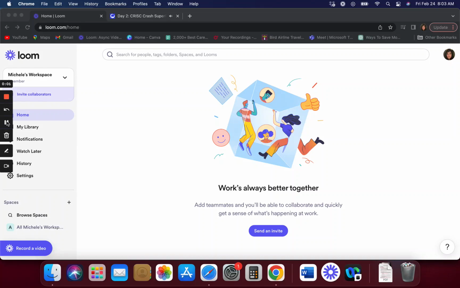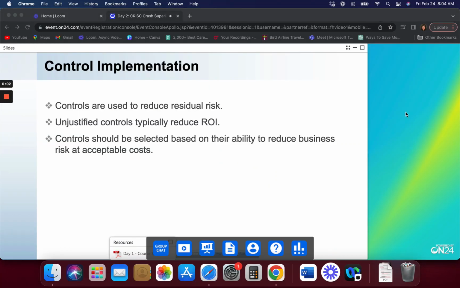Risk, again, was that risk that ISACA wants you to know for your exam. Controls are used to reduce residual risk. We already knew that. Residual risk, again, was that risk that was beyond our risk appetite, beyond our risk acceptance. We need to use controls to reduce that risk back to within tolerance, back to within acceptance.